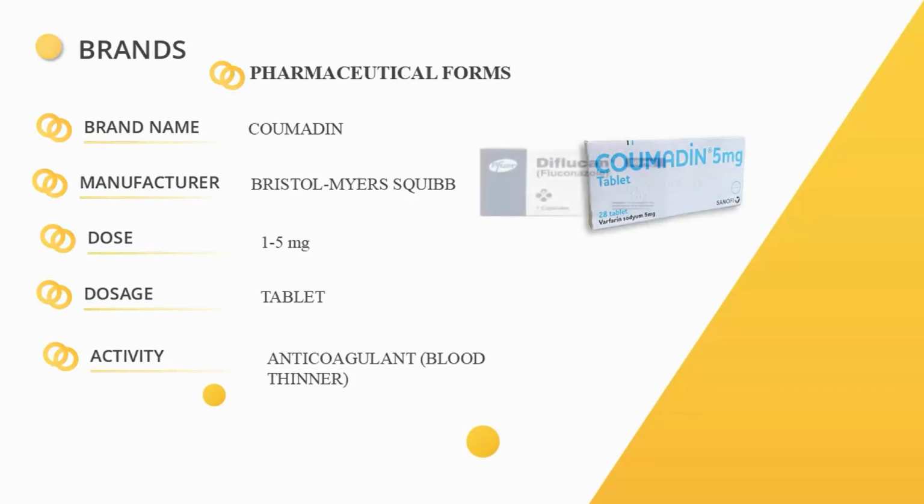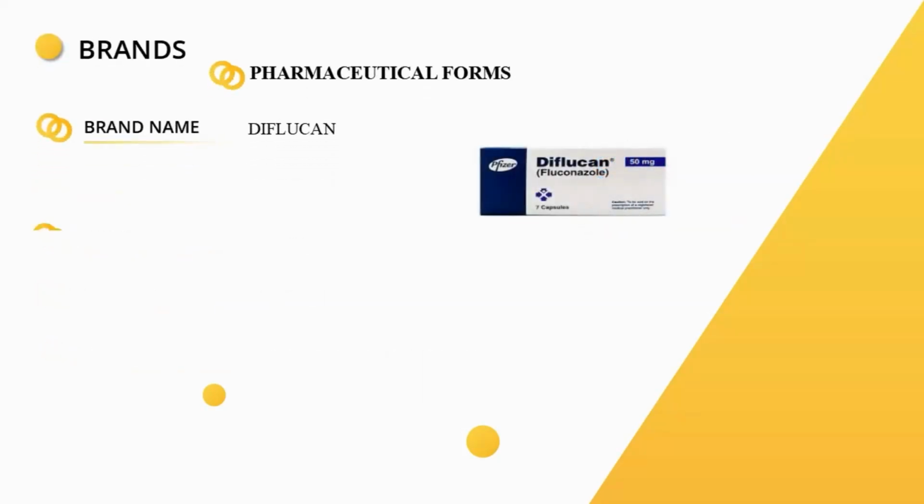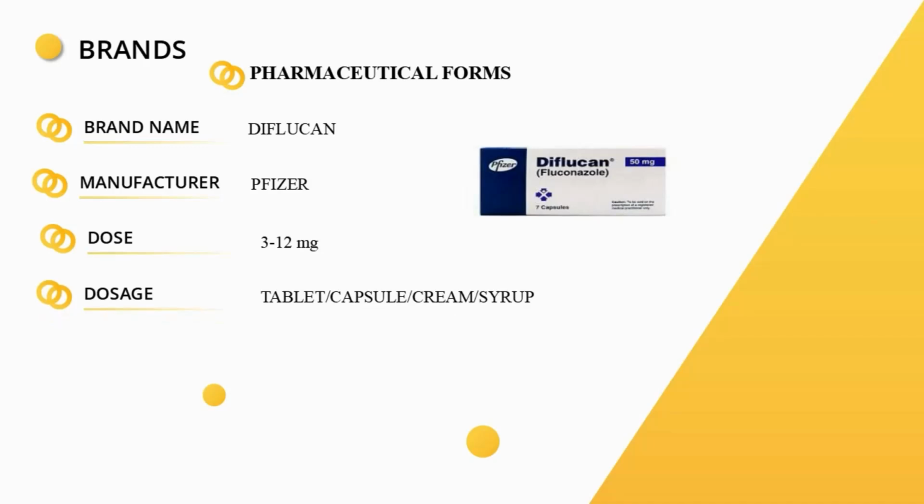The second brand is Diflucan, which is manufactured by Pfizer and we take its dose 3 mg to 12 mg per day. It is formulated in different pharmaceutical dosage forms, which include tablet, capsule, syrup, and cream dosage forms. It is used as an antifungal agent.